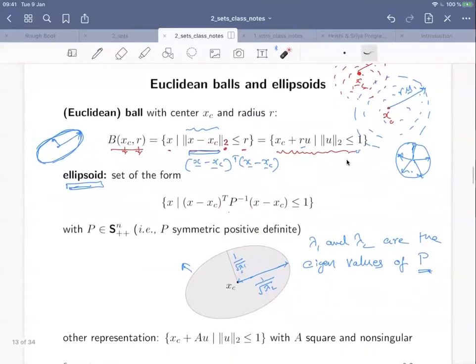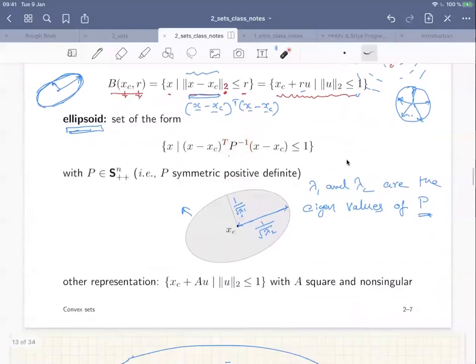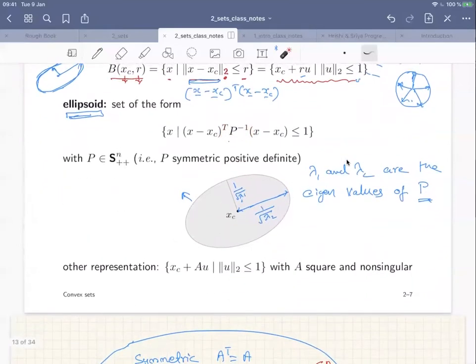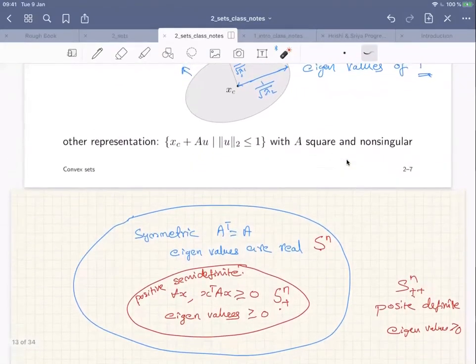Here an important thing is we cannot choose any P. P has to be symmetric positive definite. So what is symmetric positive definite? This is a very important concept. There are different classes of matrices. One very useful class you have to learn is the symmetric matrix. A symmetric matrix is a matrix where we can write A transpose equals A. The transpose is the matrix itself. Here we are only talking about real matrices.